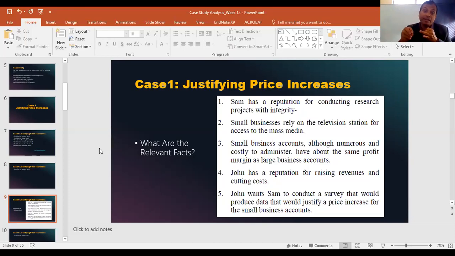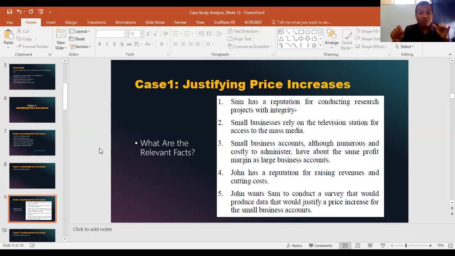I'm not stating anything from outside the case, or anything based on my wishful thinking or my assumption. It is the fact. Facts are different from assumptions. I'm not making any assumption here. It's a fact that small business accounts, although numerous and costly to administer, have about the same profit margin as the large business accounts. That's the fact given in the first paragraph.